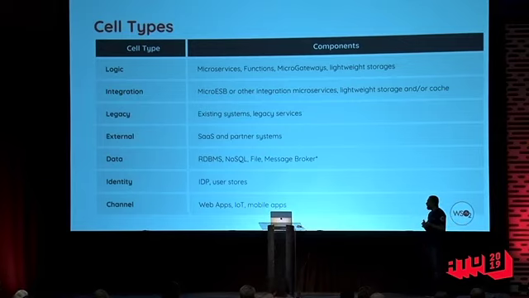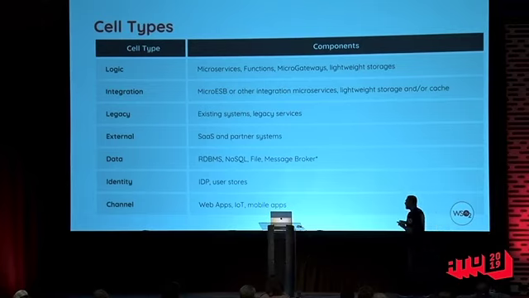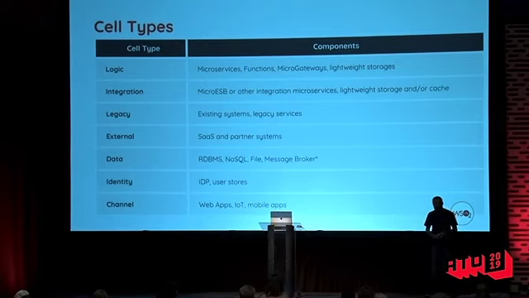Then you have connections with SaaS applications and with your partner applications that are out of your control. You call them external cells, and then data cells and identity cells are there. The channel cells are the end user applications that the end user will access. It can be a web app, an IoT application, or a mobile app. Those are the cell types we identified based on the current implementations that we have done, but it can evolve in the future as well.